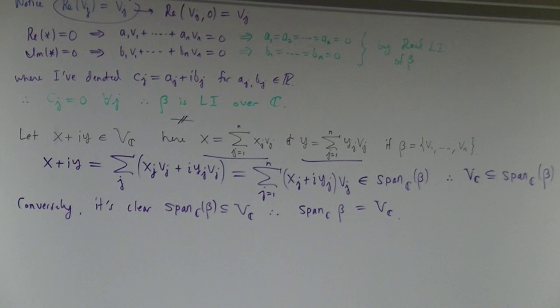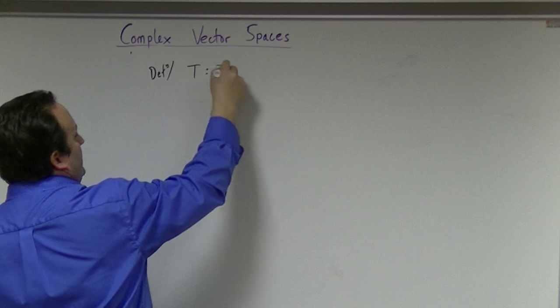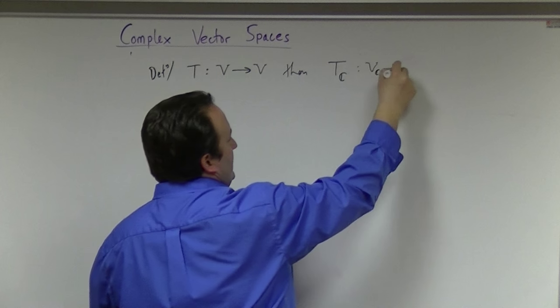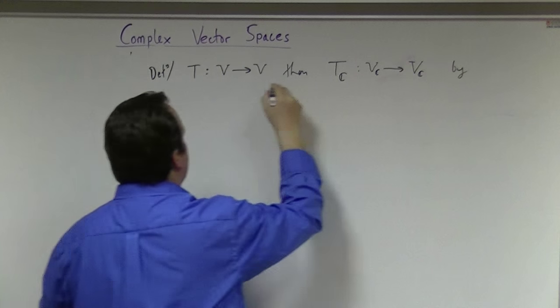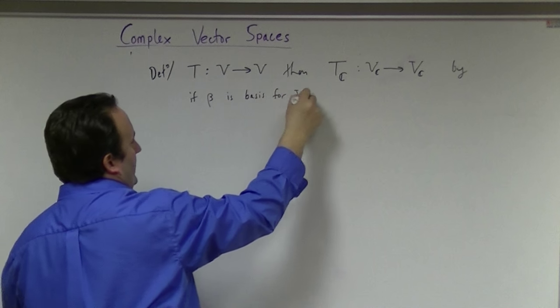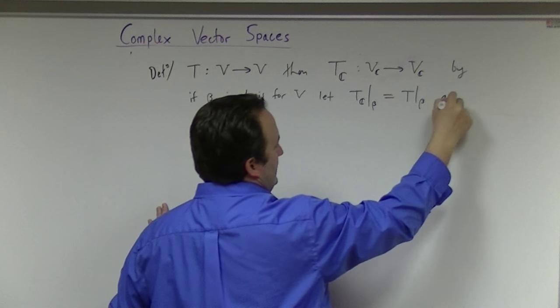So this is a very, very nice theorem. It says that if you have a basis for your vector space, you automatically have a basis for your complexification. But there's more than this. Given a linear transformation, which is really what we're after, a real linear transformation on the real vector space, if I have T that goes from B to B, B a real vector space, then we can define the complexification of T to go from the complexification of B to the complexification of B by simply the following. If beta is a basis for B, let T sub C restricted to beta equal T restricted to beta and extend linearly.